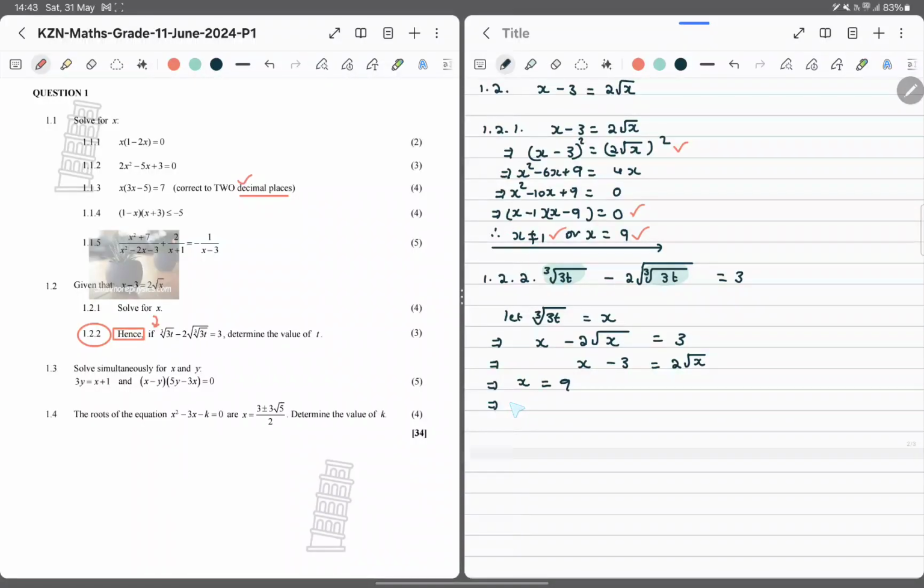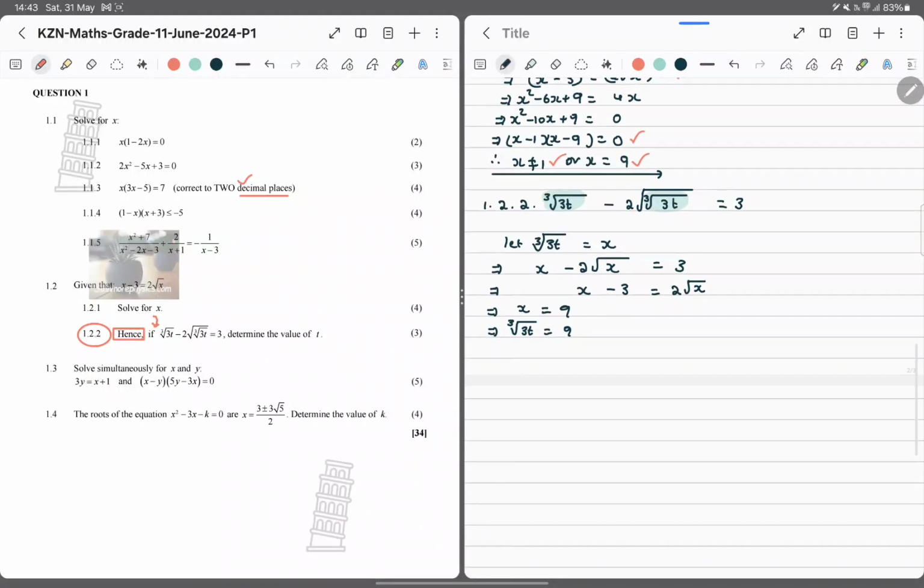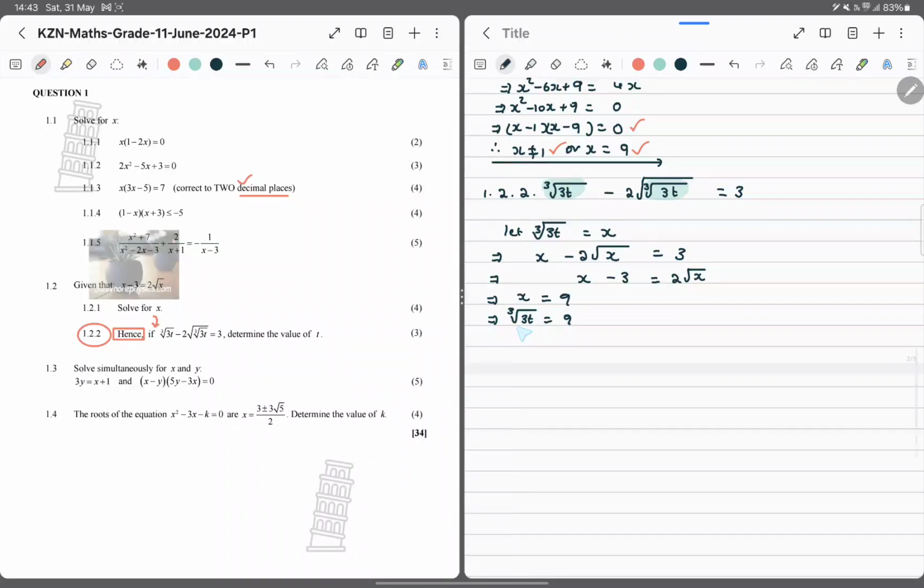So this also implies that the cube root of 3t is 9. Now folks, what are we supposed to do? We convert this to exponential form. So this implies that 3t all to the 1 over 3 is 3 squared. Okay, all right, okay. So what do we need?